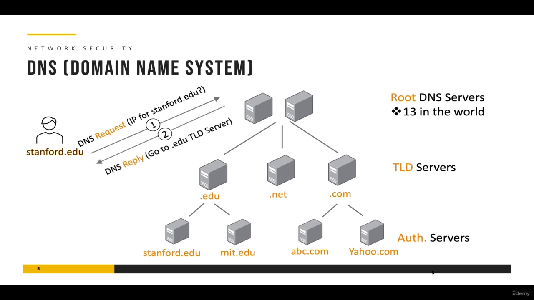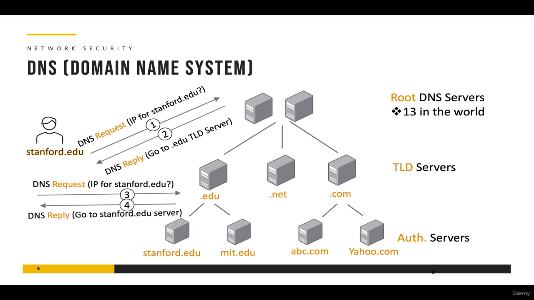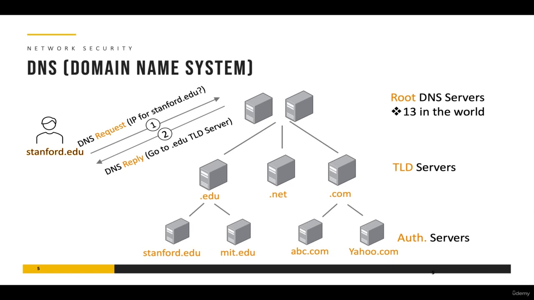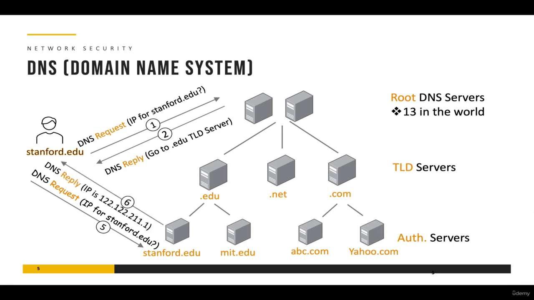So now you go to the top level domain server for the edu domain and ask the same question: I need the IP address for stanford.edu. Now the top level domain server is going to refer you to the authoritative server which caters to stanford.edu. And then you go to this authoritative server which finally gives you the actual IP address of stanford.edu. So this is how the DNS servers are arranged in a hierarchy, and also they're spread geographically around the world in order to load balance.